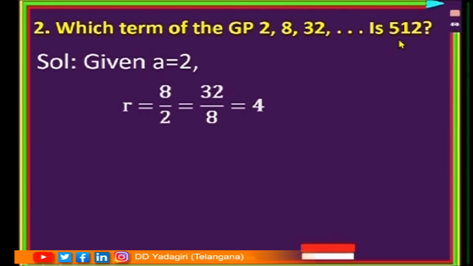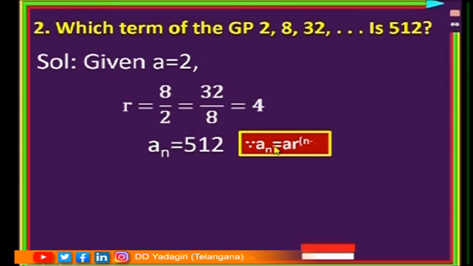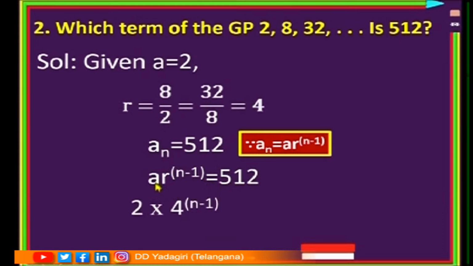Which term is 512 means let us assume an is equal to 512. We should find the value of n. What is the nth term formula? That is an is equal to a into r power n minus 1. Substitute here, that is a into r power n minus 1 is equal to 512. Substitute the values. The value of a is 2 and the value of r is 4.